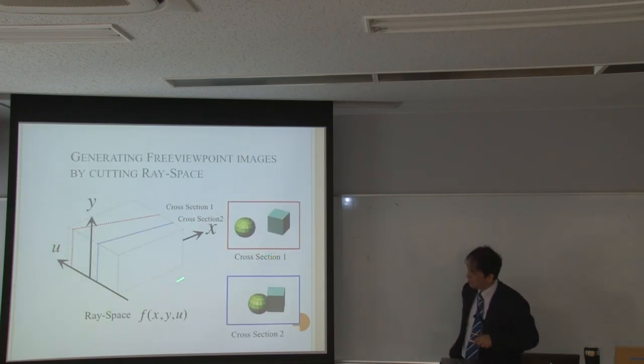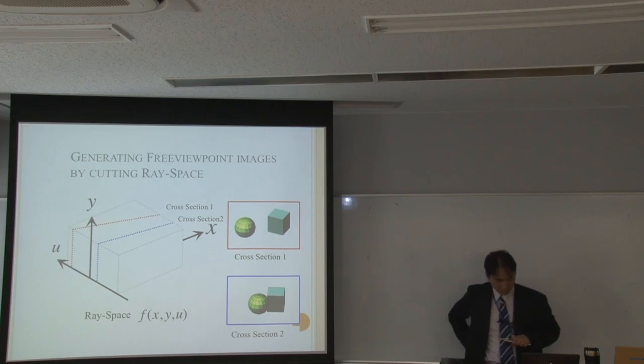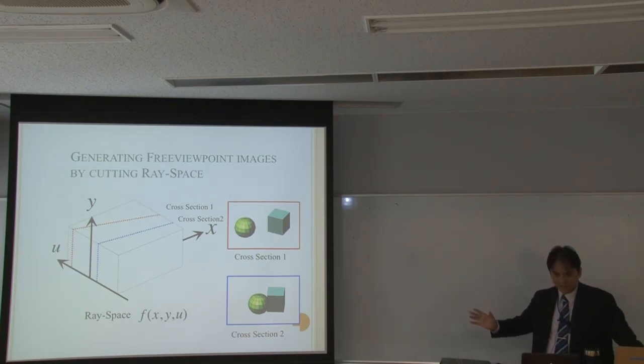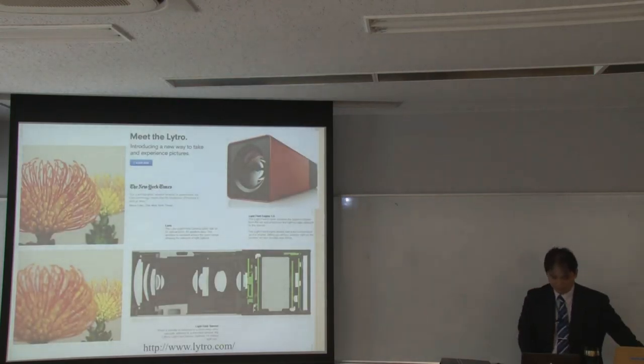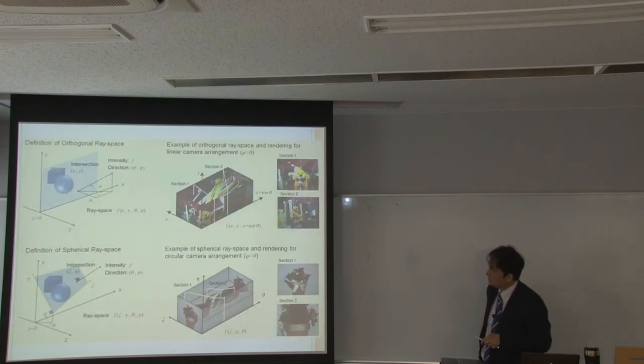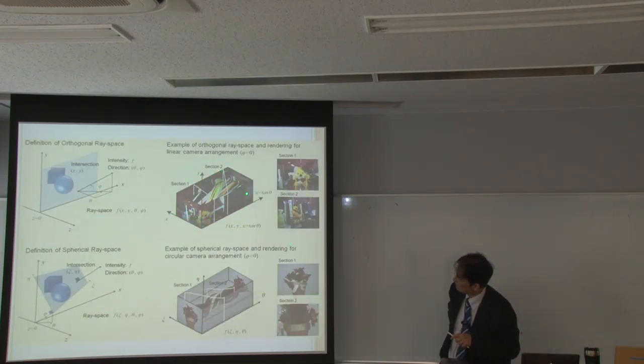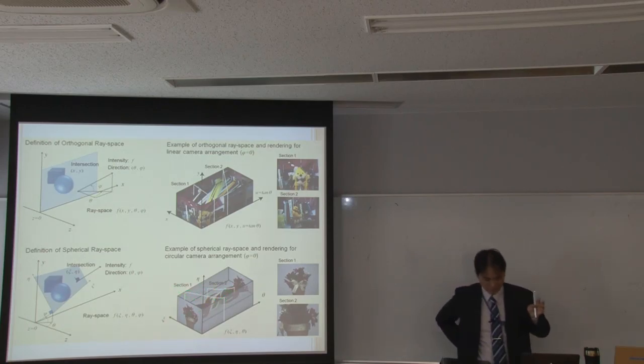So once we get this box, we can get a free viewpoint image. This is the main idea of light ray space, or light field. We skip this, and this is the concept of ray space. When we cut here, we can get this kind of free viewpoint image. And this is a spherical coordinate version. In this case, the cut is not along a line, but along a sinusoidal curve, a sine curve.